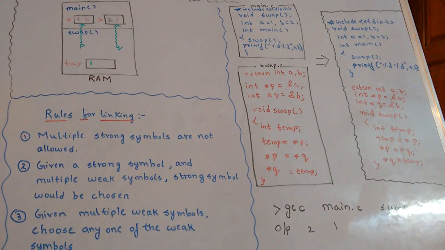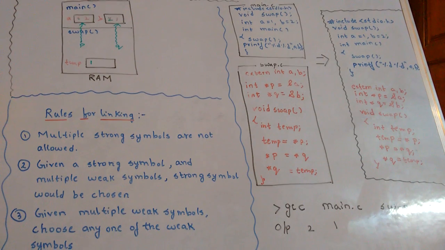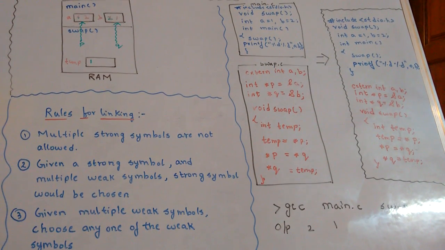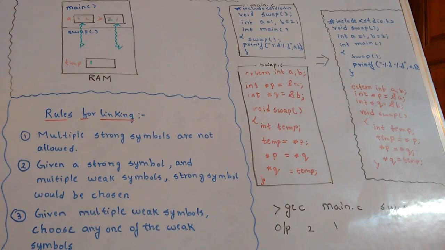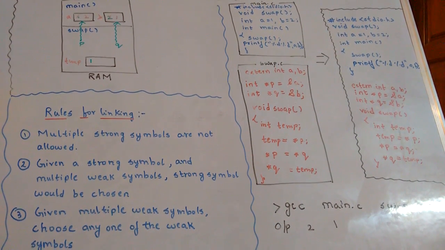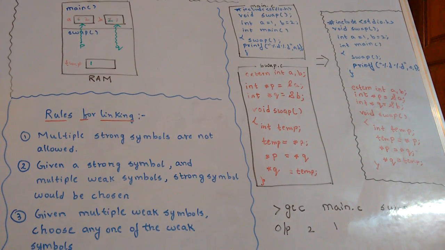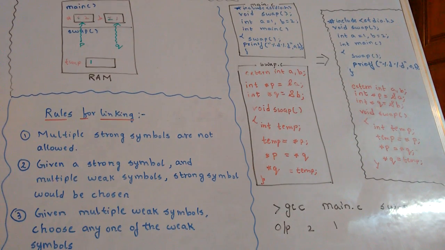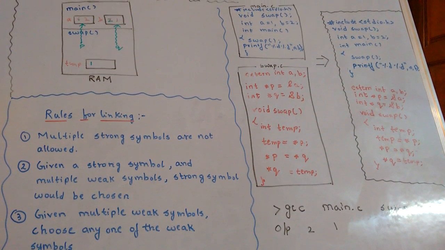And in swap, I would write extern int a, b. So a and b, they are defined somewhere else. That is the meaning of extern. And then int *p = &a. That is how most of them read it. But you should read it as p is a pointer to an integer and it is collecting the address of a.